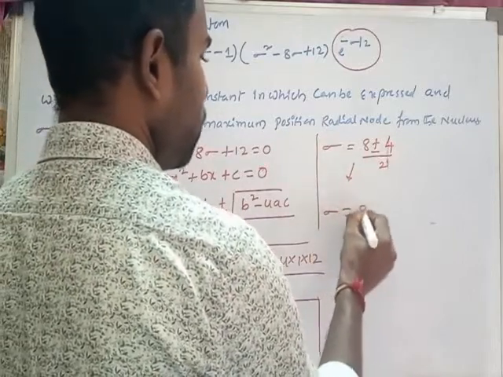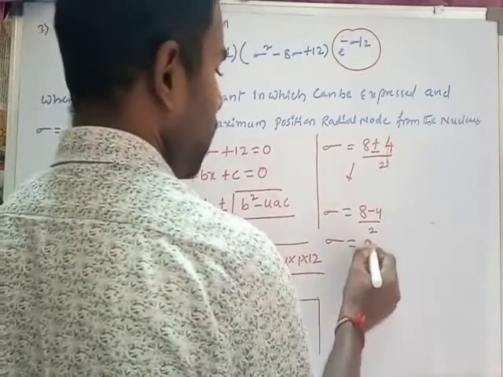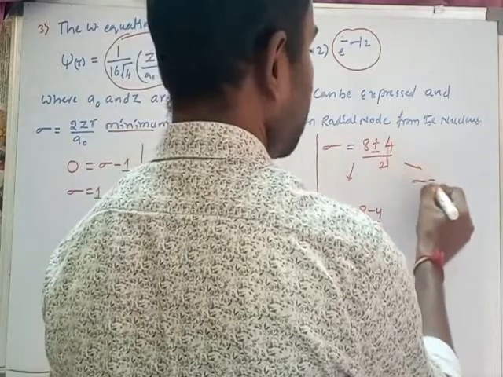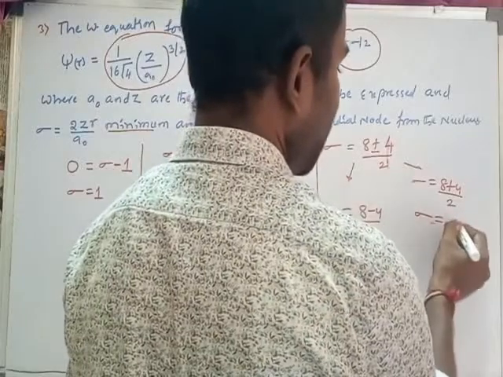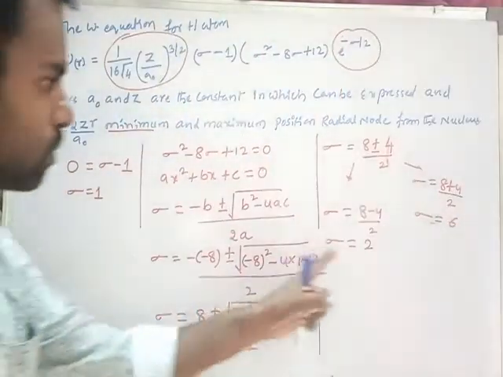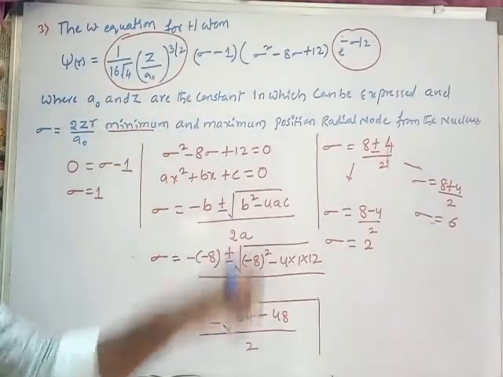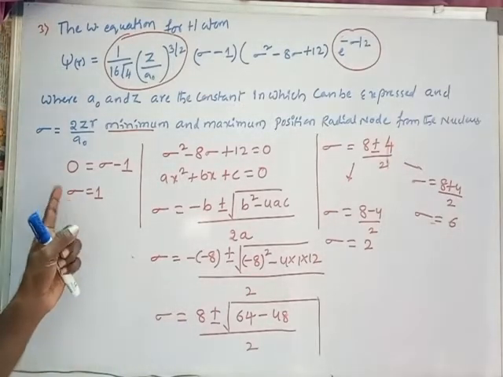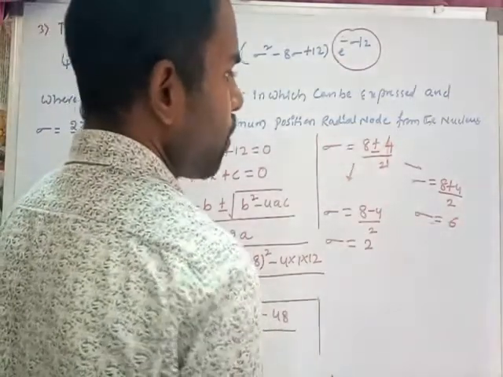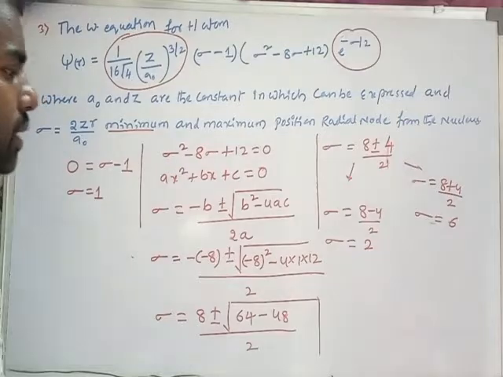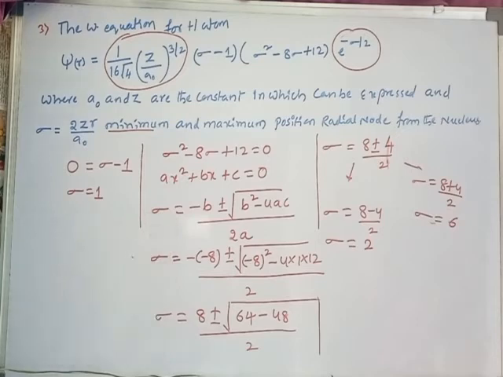One is sigma equals 8 minus 4 by 2, then sigma equals 4 by 2, means 2. Then another one, sigma equals 8 plus 4 by 2, means 12 by 2, equals 6. So here sigma equals 1, sigma equals 2, sigma equals 6. We need to calculate the minimum position of radial node, means we need to take the minimum sigma. Minimum sigma is 1. If you want to calculate the maximum position of radial node, the maximum sigma is 6. By taking sigma equal to 1 and sigma equal to 6, we are going to calculate the minimum and maximum position of radial nodes.